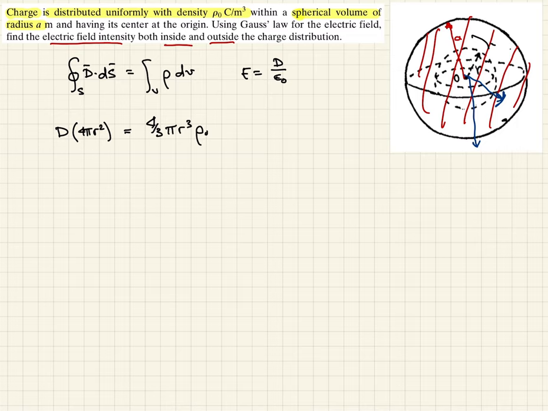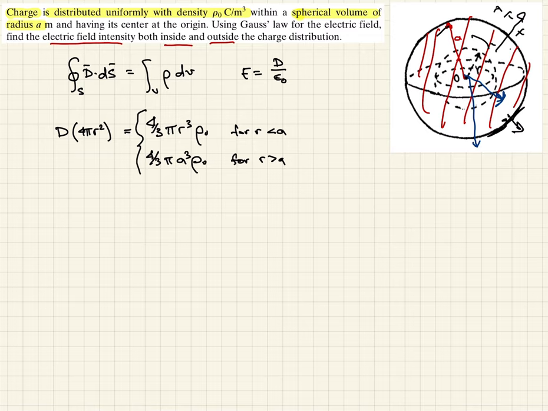Now, once we pass this point and go outside the sphere, then our equation changes a little bit. Then it's 4/3 pi a cubed rho naught. The reason for that is, once we get outside the sphere, we've contained all the charge. Once we go out here, there's no more charge out in this area, so we have reached the maximum charge that is contained in there. This first one is for r less than a, which means we're inside the sphere, and this is for r greater than a when we're outside the sphere. So these are our two equations.